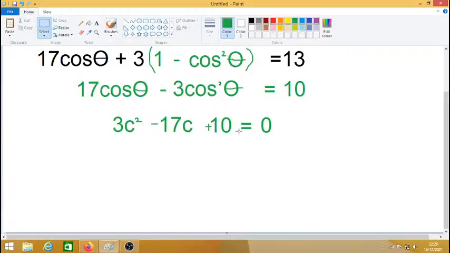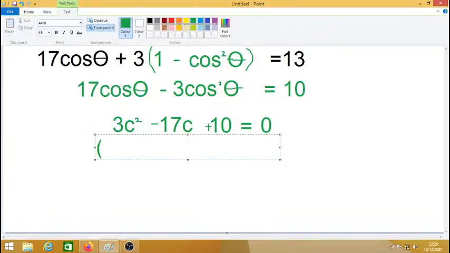If you're used to using a calculator to solve these, you've got a function on your Casio calculator or whichever calculator you've got to solve this. So you just type in the equation and it will give you the answers. Here we're just going to factorize.